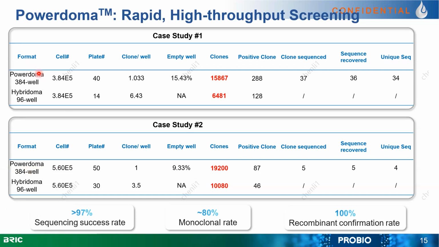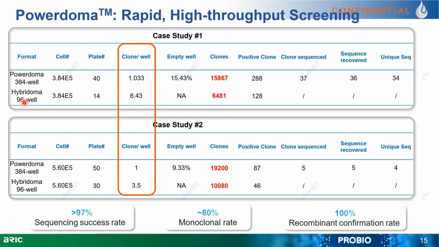Let me pull up the laser. And plate these hybridoma fused plasma B cells with different densities, which is 1 cell per well for the ProBio in the 384 well plates versus 3 to 6 cells per well in the traditional hybridoma approach in the 96 well plates.